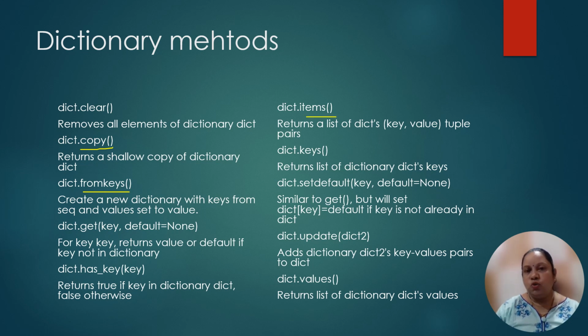This is going to be items. Items will give you both keys as well as values. This will give me all the keys present in the dictionary, right? This will give me a specific value for a key, and this is going to update one dictionary with another dictionary. Fine. And the values function will give me all values that are present in the dictionary, right? So these are some of the dictionary methods.